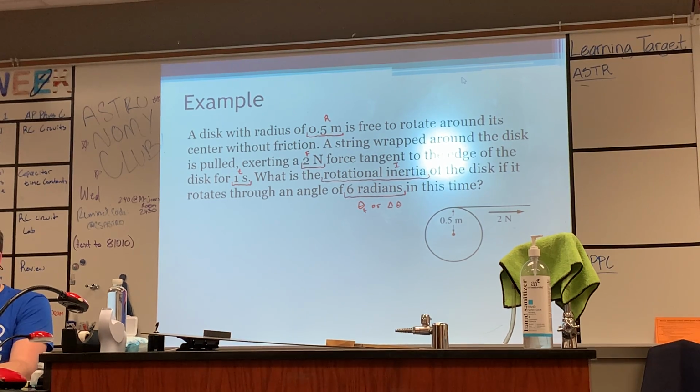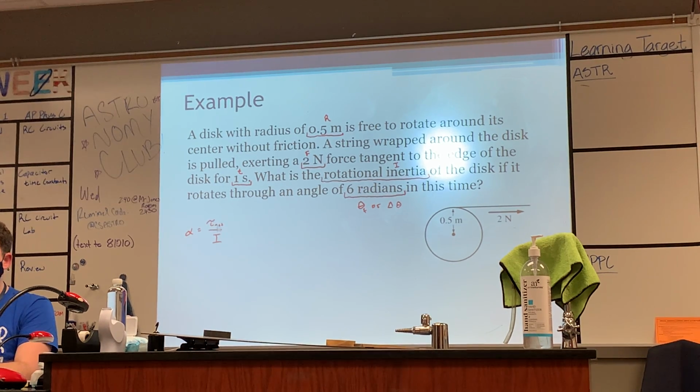So again, I'm going to need two equations. What's one equation you guys think I need here? The torque equation. Yeah, I'm going to need Newton's second law, right? So alpha equals torque net divided by I, that's 1. What do you think the other equation I need is?